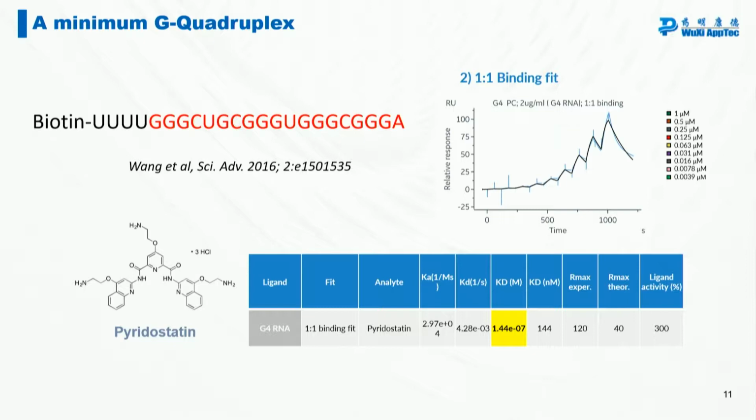But to make sure that this sequence can actually form the G-Quadruplex, we gave it a little test. We know there's a ligand that binds to G-Quadruplex, and we measured the affinity of this ligand to this sequence, and it appears to have 100 nanomolar binding affinity. So that convinced us that although the sequence is very short, we do have the structure present.